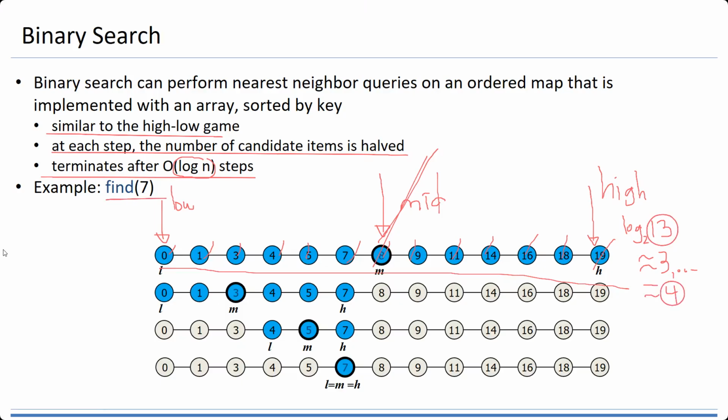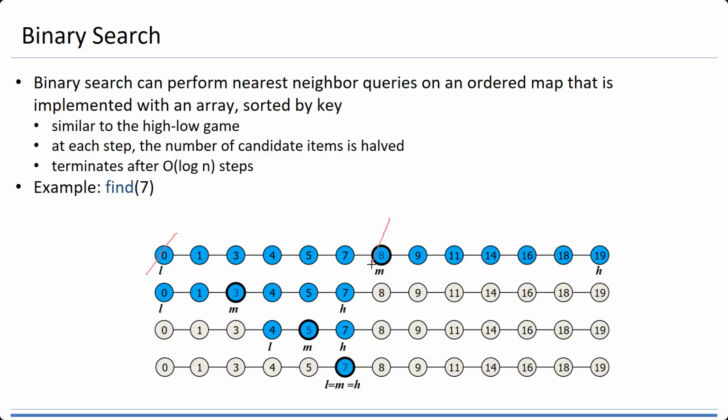For example, I want to find 7. Then I have low, mid, and high. Where is 7? Is 7 lower than 8 or higher than 8? We know that 7 is lower than 8. Then let's just choose the half from the 8. So this is the low, this is the new high, and this is the mid.